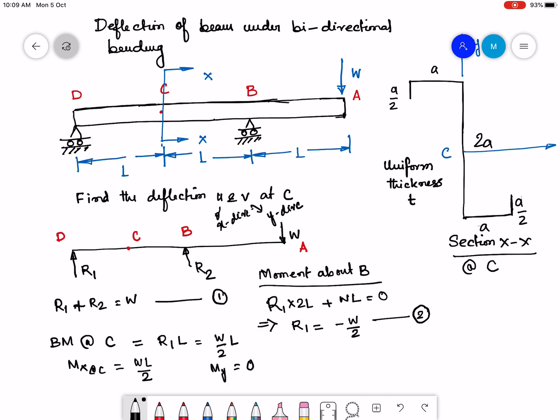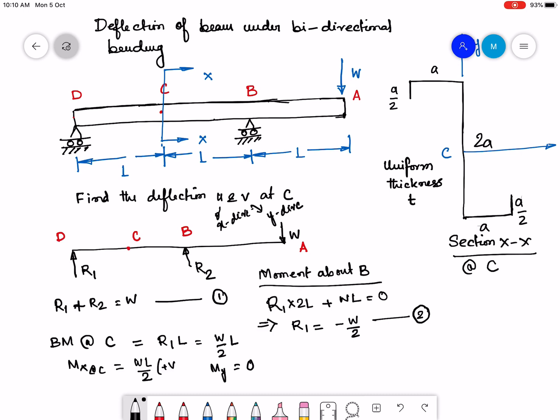Now let us look into the sign of Mx. The sign of Mx is going to be positive, because if you try to visualize, the moment at C is going to be in the clockwise direction. I probably wouldn't be able to explain it by drawing a figure, so you have to visualize that the moment at C is only because of R1, which is WL by 2. Now WL by 2 is going to produce a tensile stress in the first quadrant of the cross section. Therefore this moment is a positive moment.